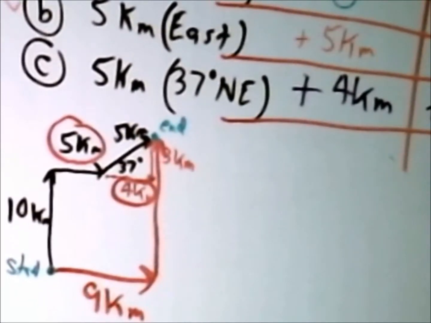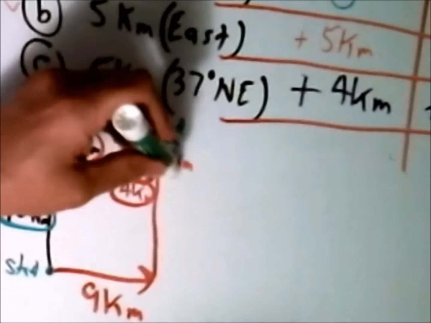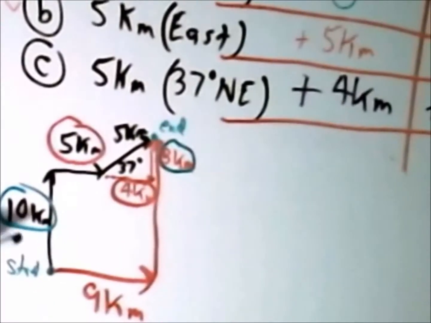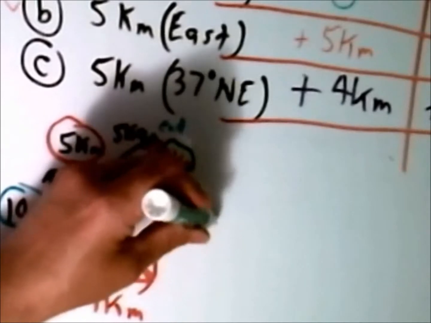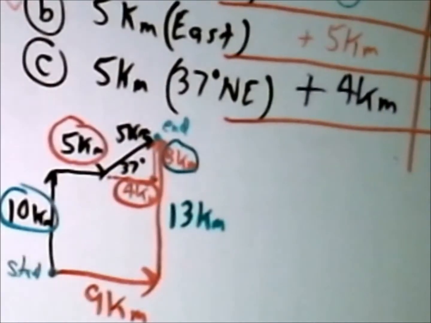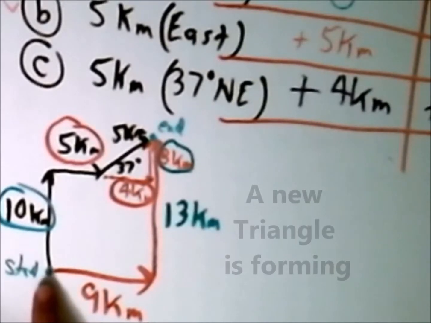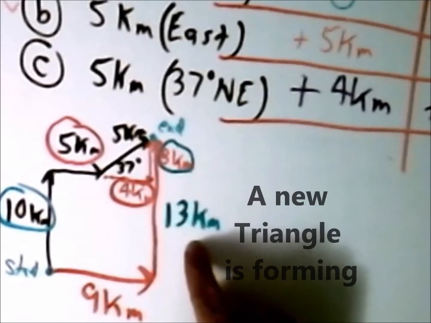Okay. And how far did they end up traveling to the north? Well, here we had 10 kilometers, and here there was an additional 3 kilometers. So 10 kilometers plus 3 kilometers is 13 kilometers. So the person who hikes this, if they wanted to start at their home base, they could go east 9 kilometers and they could go north 13 kilometers.